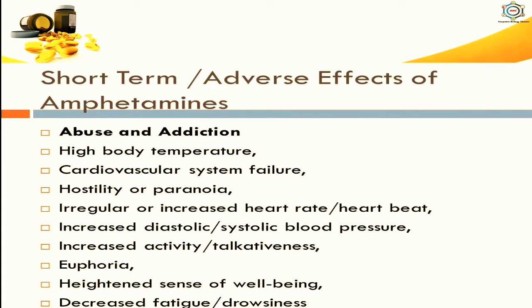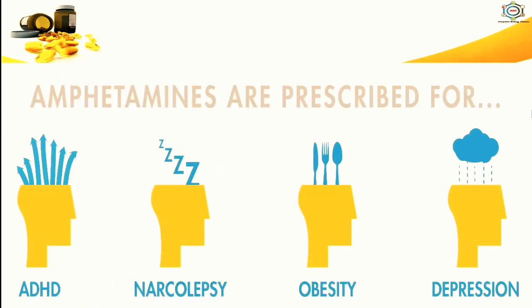Now, short-term or adverse effects of amphetamines. The adverse effects are abuse and addiction, high body temperature, cardiovascular system failure, hostility or paranoia, irregular or increased heart rate, increased diastolic and systolic blood pressure, increased activity, talkativeness, euphoria, heightened sense of well-being, and decreased fatigue and drowsiness. So these are the effects of amphetamines.